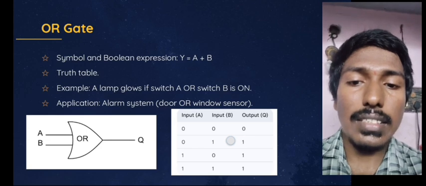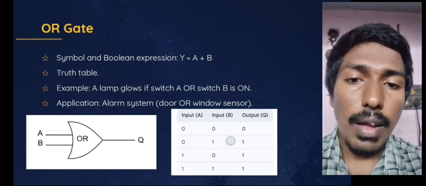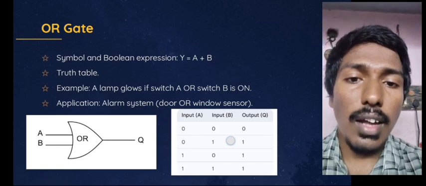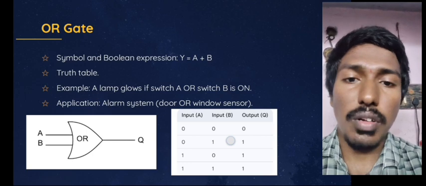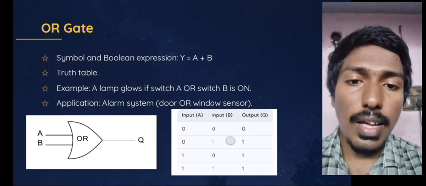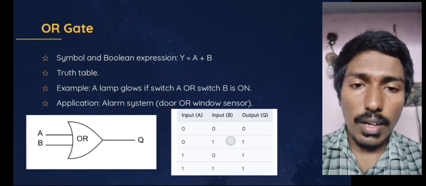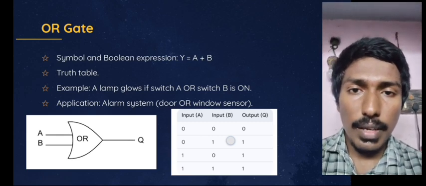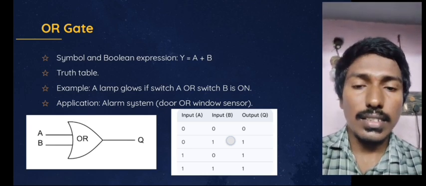Applications are in alarm systems, etc. If we glow a bulb or lamp with switch A and switch B, when both are on the output is on, and if we give any input A or B, the bulb is on. Let's see this example.